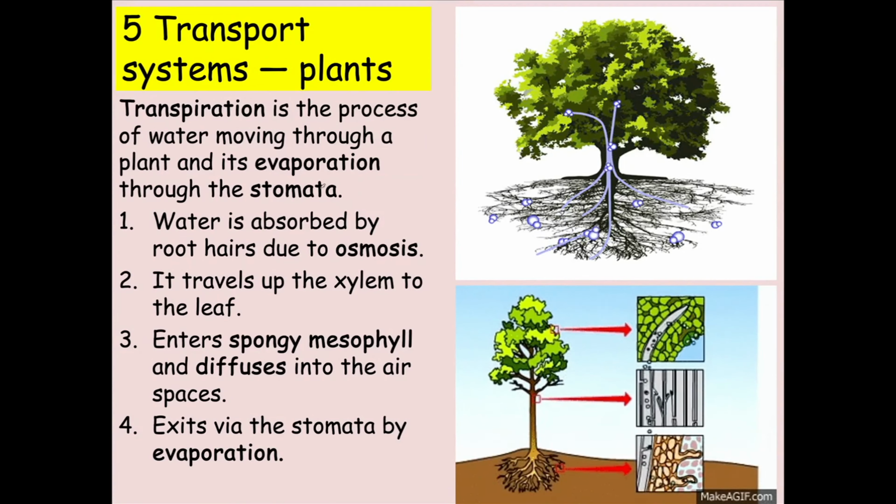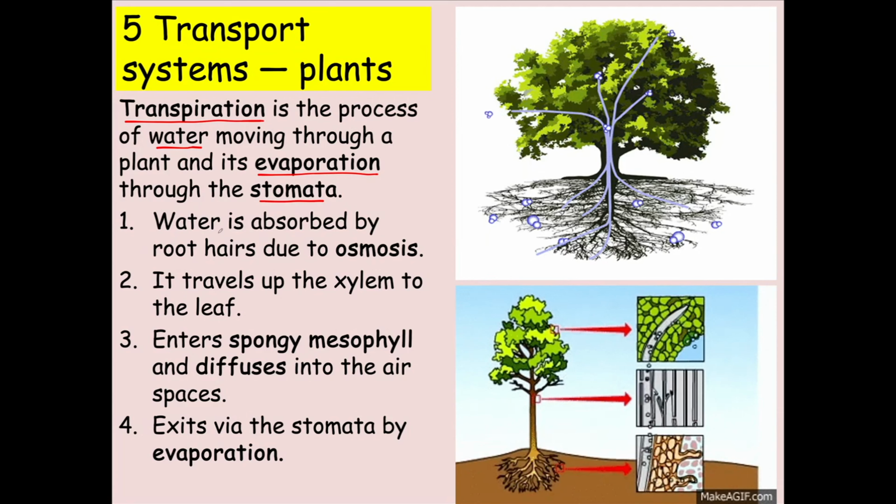And lastly, we need to know about something called transpiration. Okay, now transpiration is the process of water moving through a plant, and importantly, it's evaporation through the stomata at the end. Okay, so it's the process of water moving through the plant from the roots all the way up to the leaves, and it's what happens at the end when the water evaporates through the stomata.